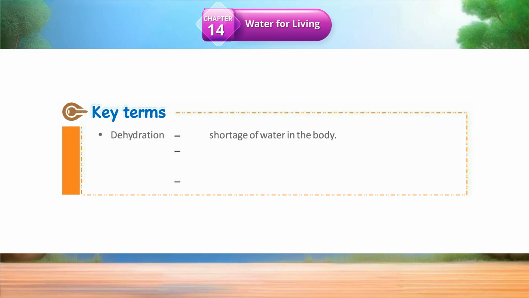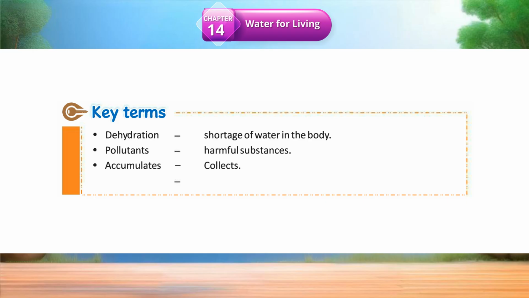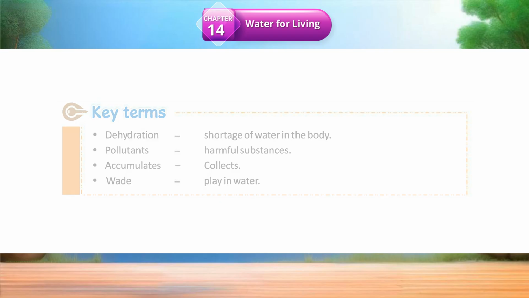Key terms: dehydration, shortage of water in the body. Pollutants, harmful substances. Accumulates, collects. Weed, plain water.